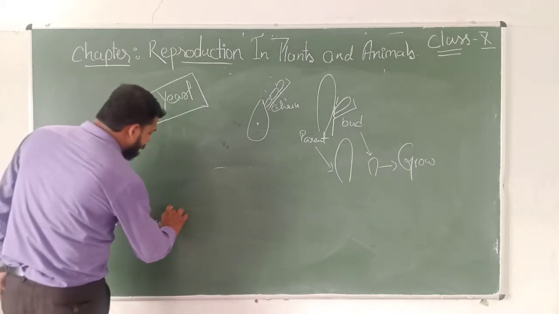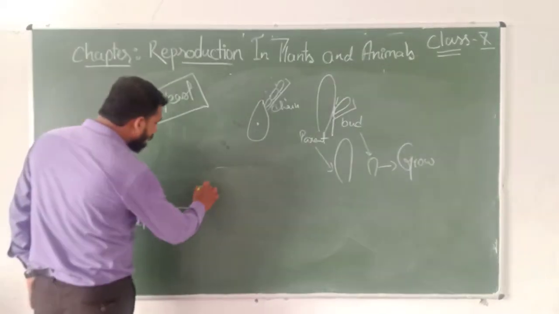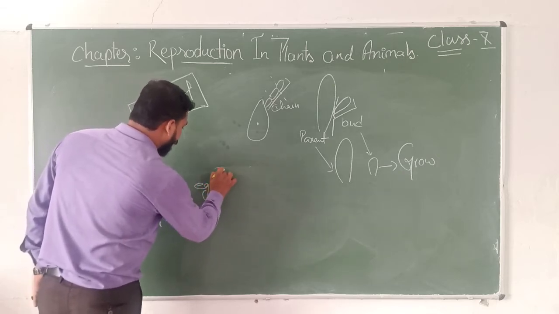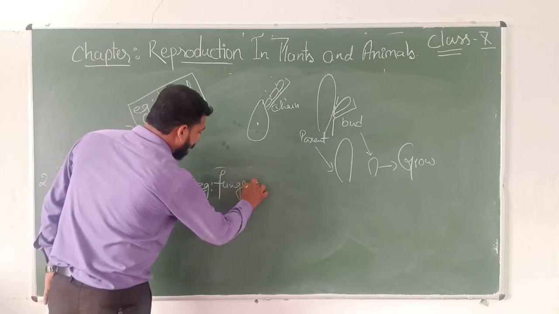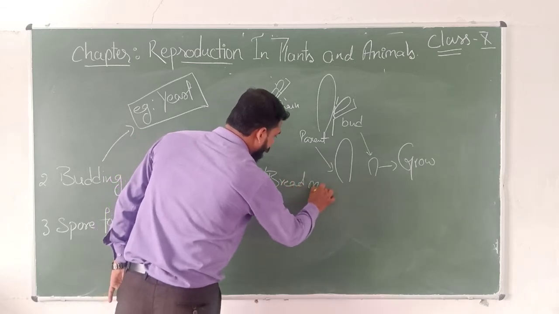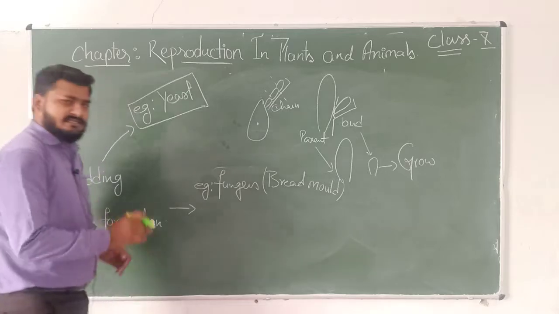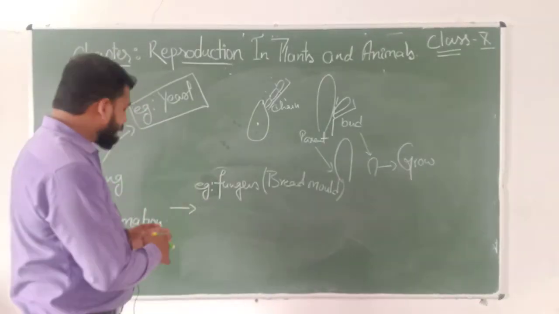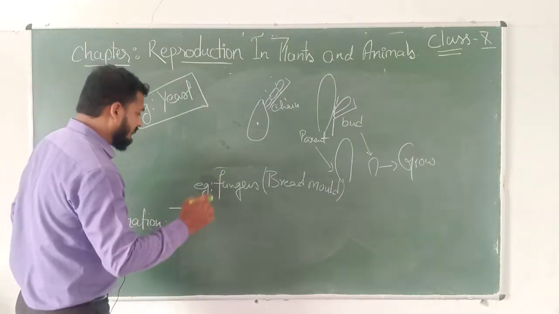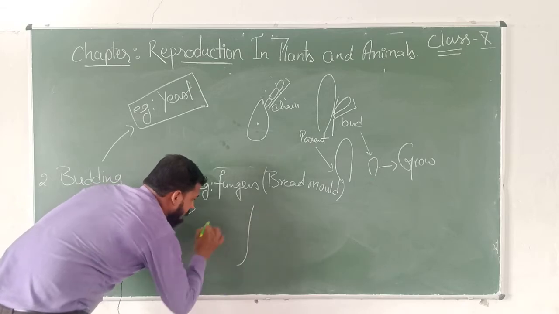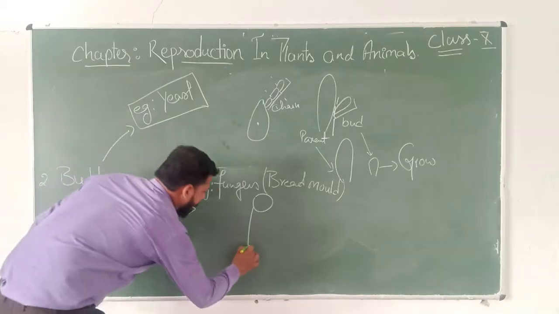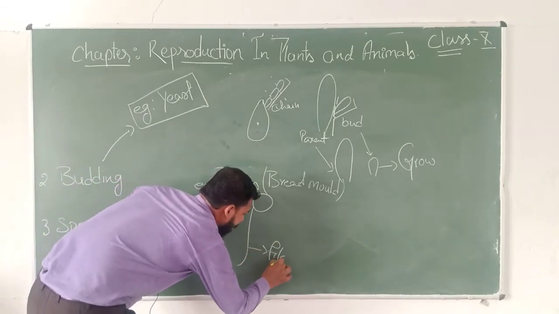Then comes spore formation. For spore formation, the example is fungus. Basically, you can take an example of bread mold. In this case, in the starting it looks like multiple fission only, but don't get confused with multiple fission. I will tell you why. See, in case of fungus, they have a filament.